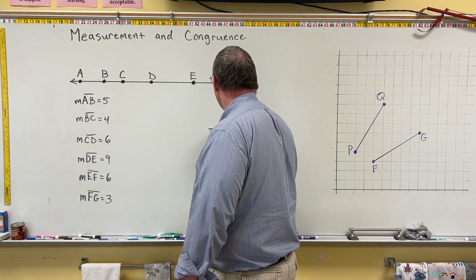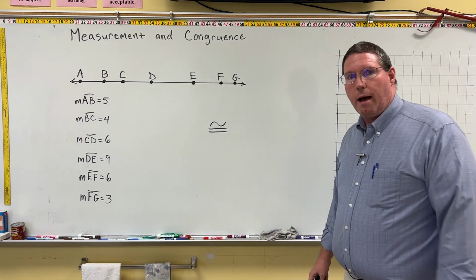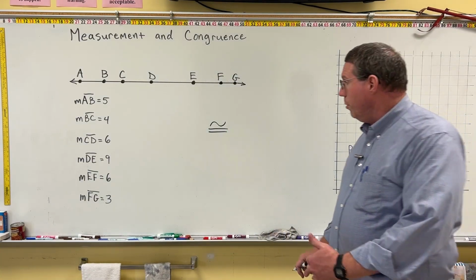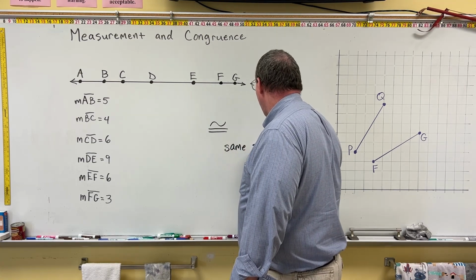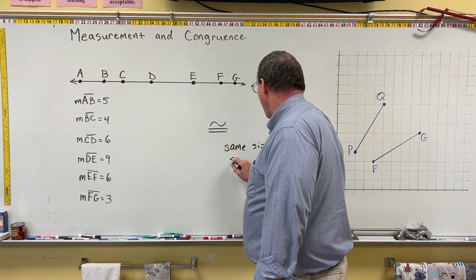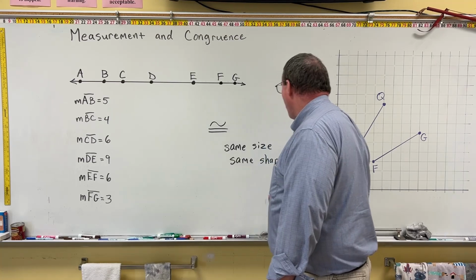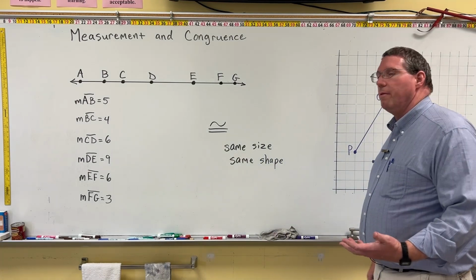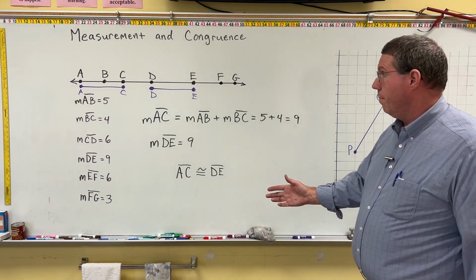But when we speak of the objects themselves, we use the word congruence. And congruence uses this symbol. It's an equal sign with a little squiggly thing on top of it. And congruence means same size, same shape, okay? And so what we're going to do right now is I'm going to show you a couple of examples of congruence.